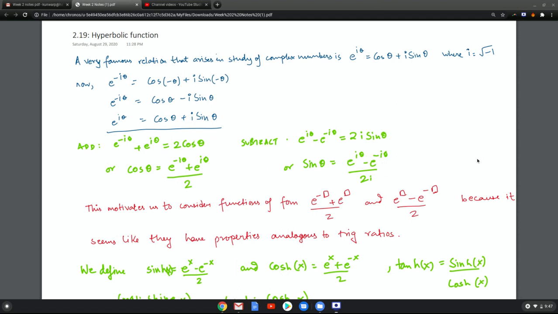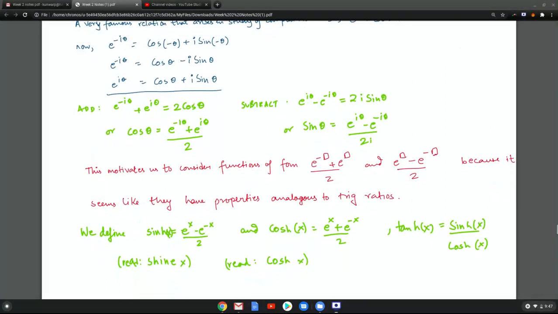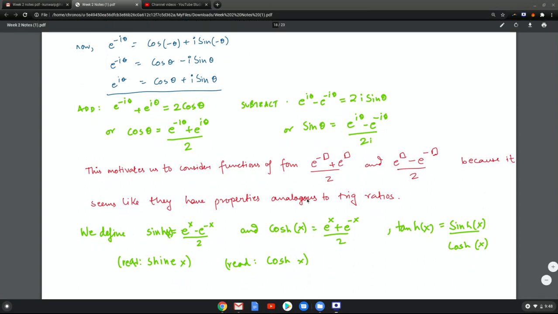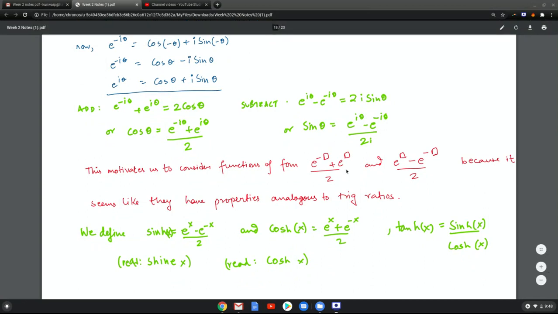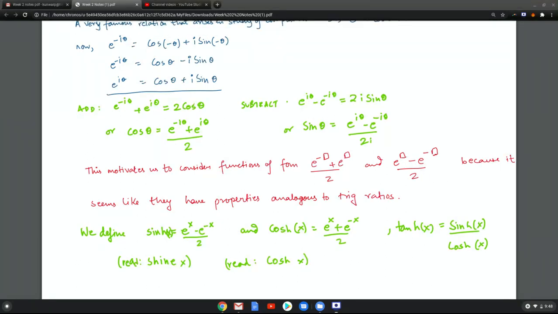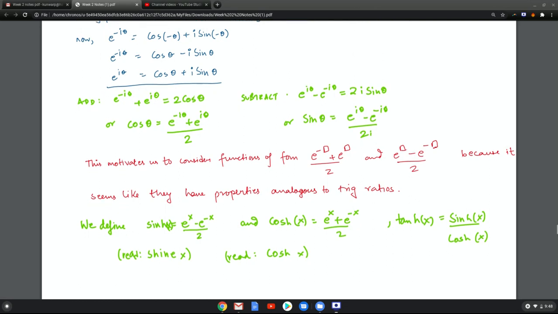Now we already know that sine and cosine are trigonometric functions that have a very nice relationship with each other. And what we observe here is that sine and cosine can also be written as functions of the form e to the negative box plus e to the box over 2, and e to the box minus e to the negative box over 2. I'm using the box to indicate that it's some variable or a function of this form. And so it seems like these functions should also have properties analogous to the trig ratios. And it turns out they do.